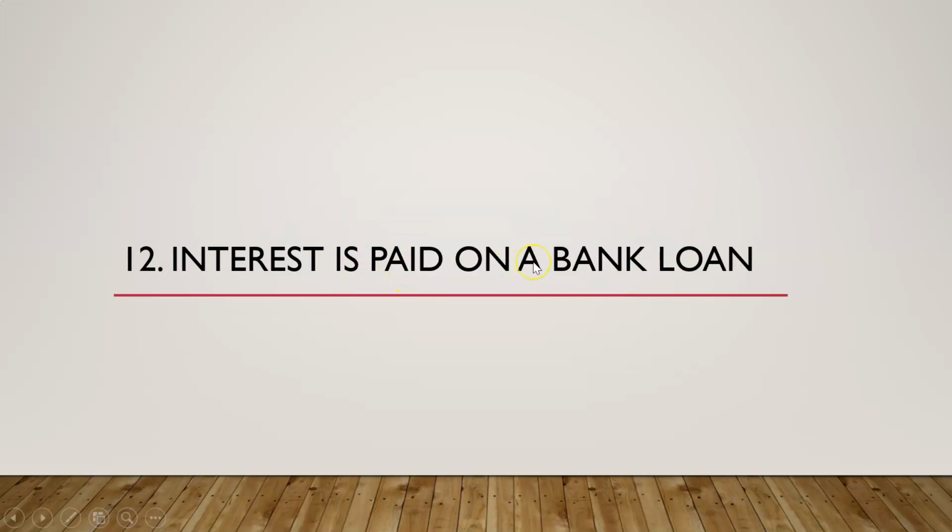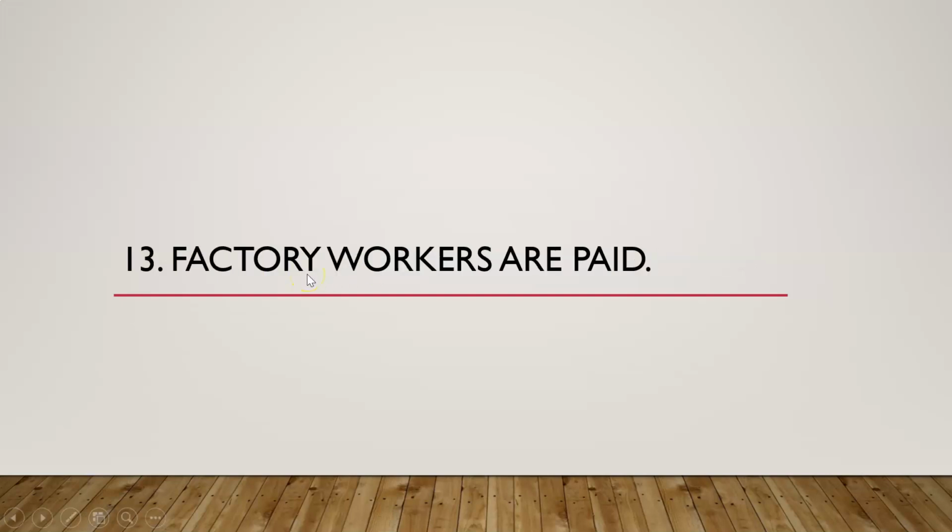Interest is paid on a bank loan. This is also part of the operating activity because it is concerned with the acquisition and sale of products, because when running a business or selling products, you need to pay your loan and interest. So that should be an operating activity. Factory workers are paid. This is also a wage expense for your factory workers, and you need to pay your factory workers to run your business. So this should be an operating activity.